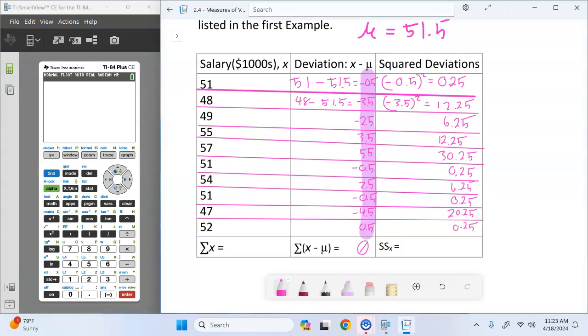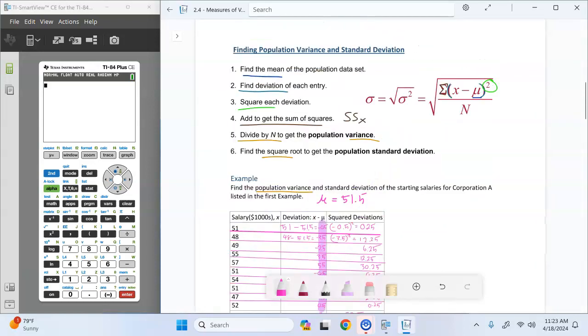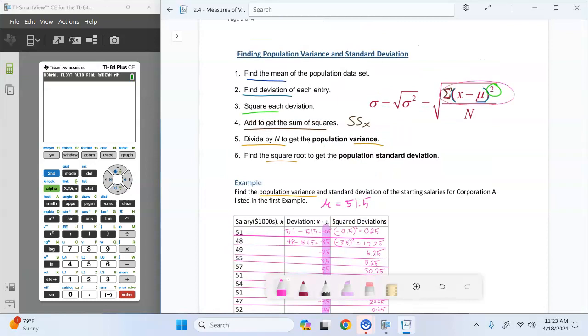Alright, what is the sum of our squared error? Okay, so we add up all of our squared deviations, we get 88.5. So that is the numerator of our formula, the sum of the squared deviations, the sum of the squared error. Now we need to divide by our population. What's our population size?